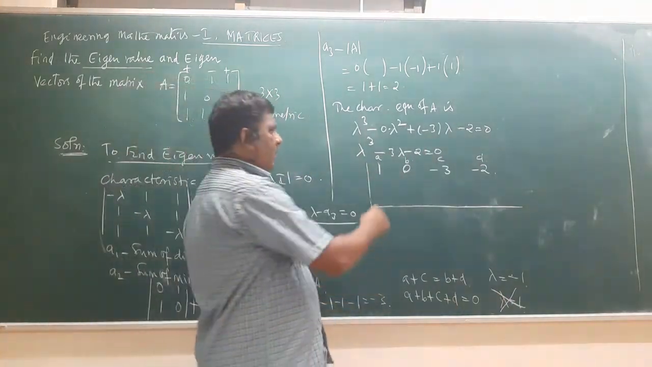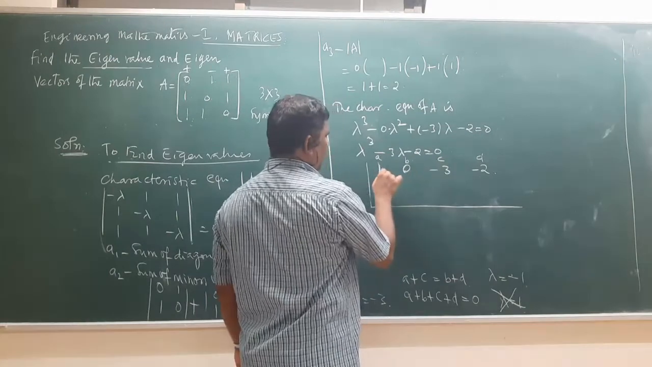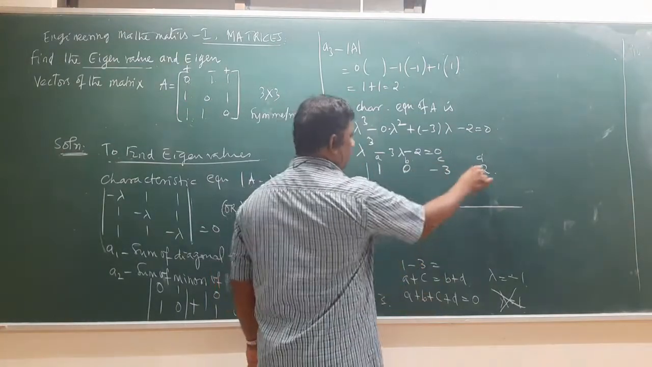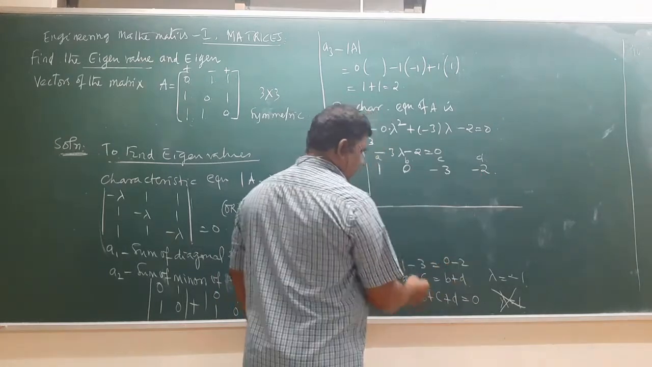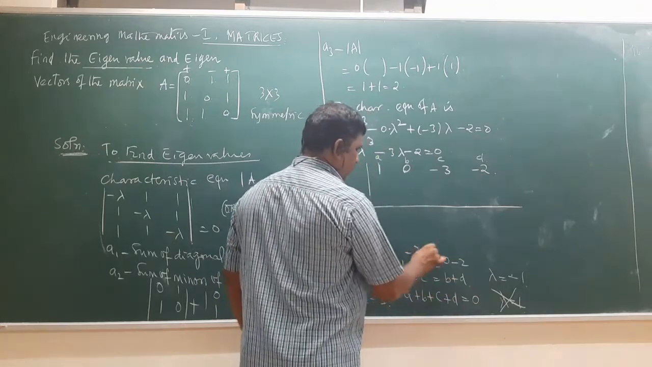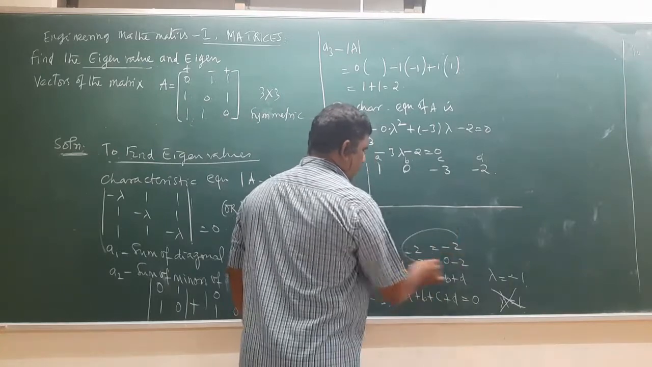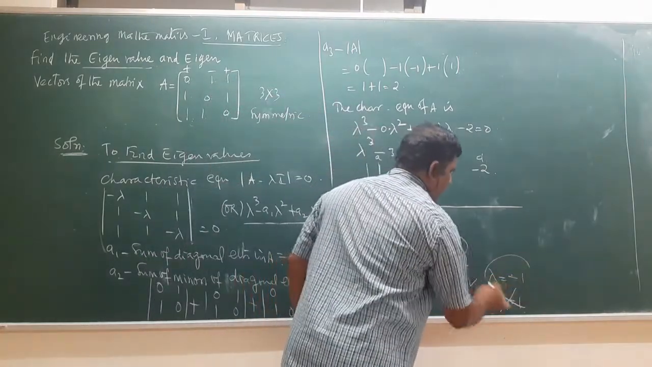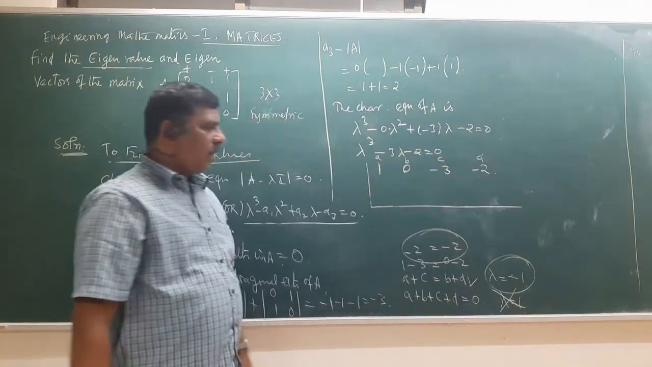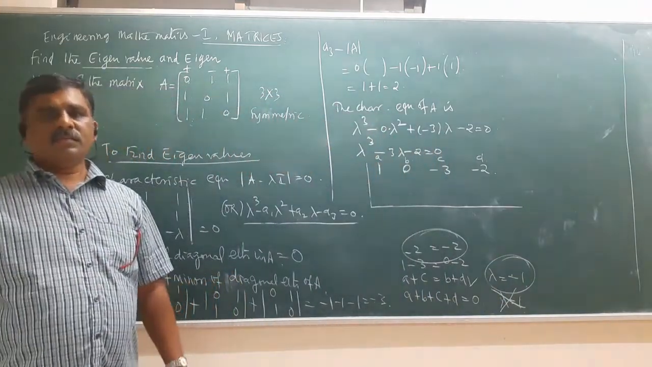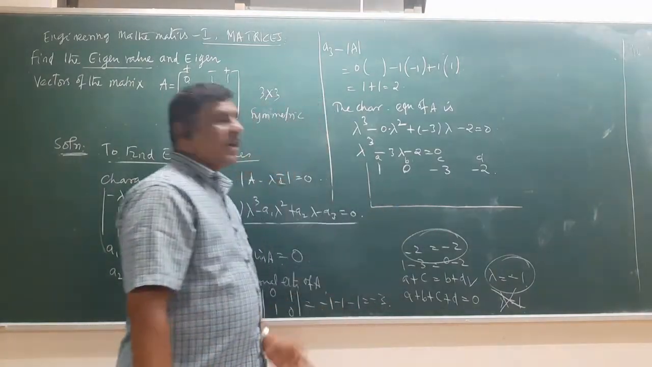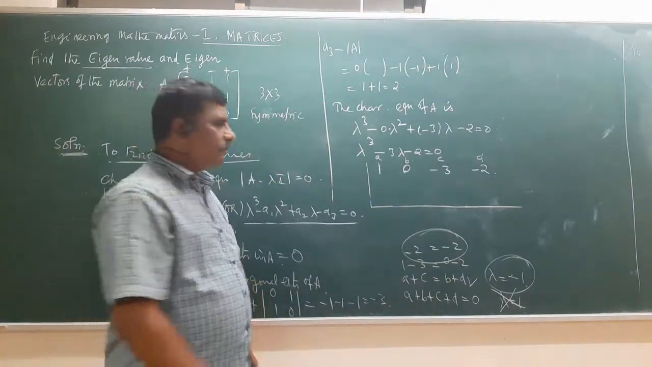Next one is a plus c. What is a plus c here? 1 minus 3. 1 minus 3 equal to 0 minus 2. So minus 2, minus 2. Both are equal, so this condition is satisfied. Therefore, at least one of the eigenvalues is minus 1. So now we have to find the next two eigenvalues. How to find that?